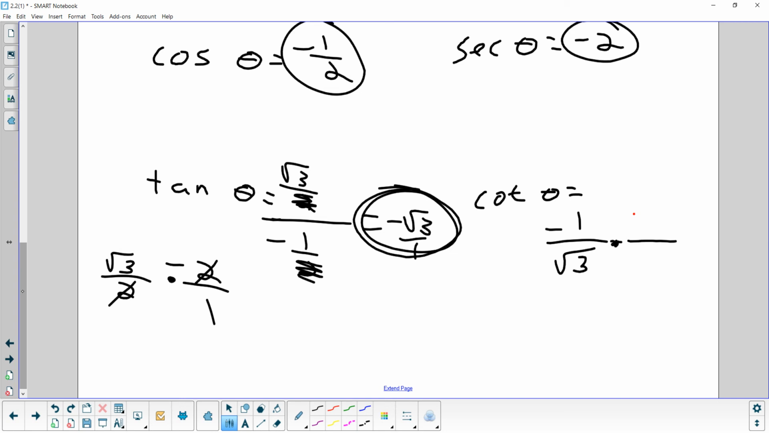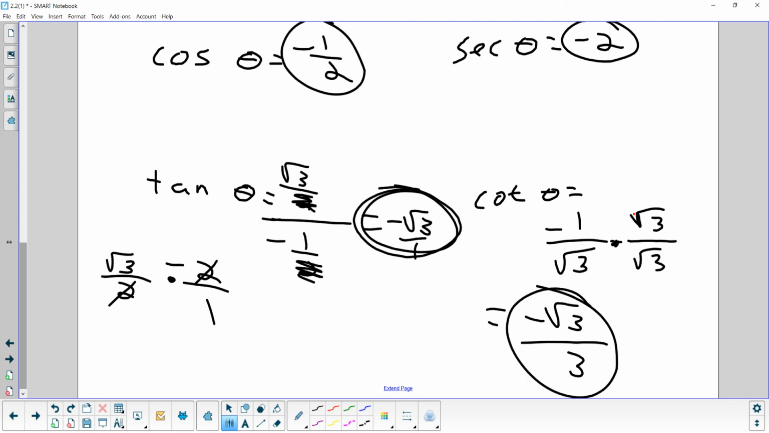The same root, or square root of 3. Square root of 3, and what would go in the bottom? Square root of 3. Okay, and when we do that, we're going to get negative square root of 3 in the top. And square root of 3 times square root of 3 is square root of 9, which is 3.